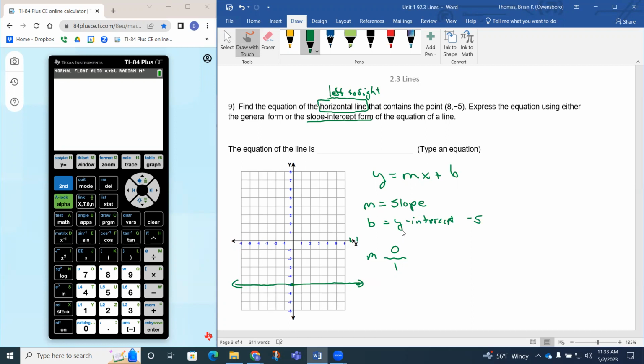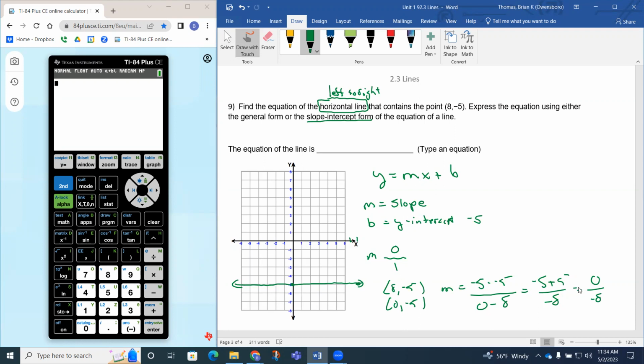Now, if I actually use those 2 points, 8, -5, and 0, -5, you can see that the slope is going to be -5 take away -5, and then 0 take away 8. So you'd have -5 plus 5 over -8. So it's going to be 0 over -8.